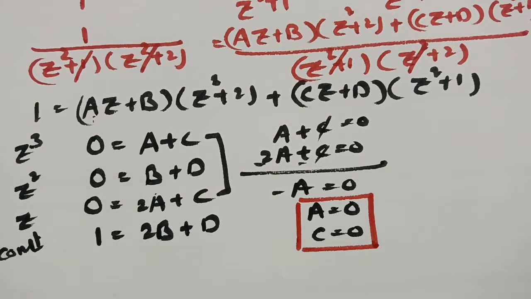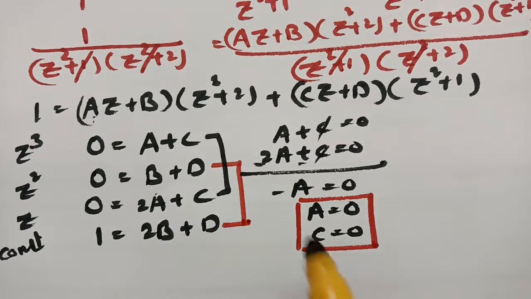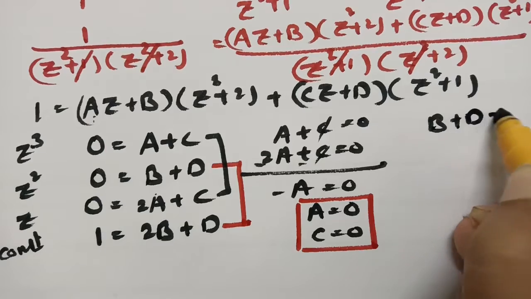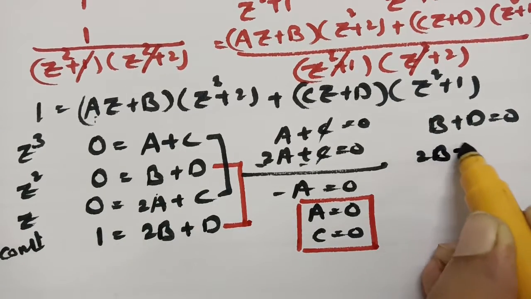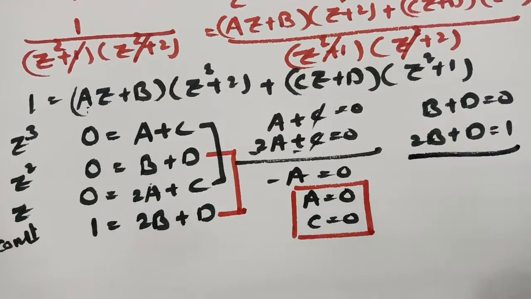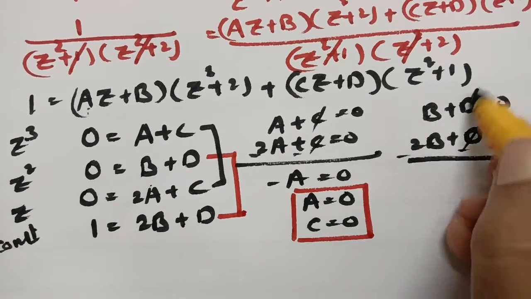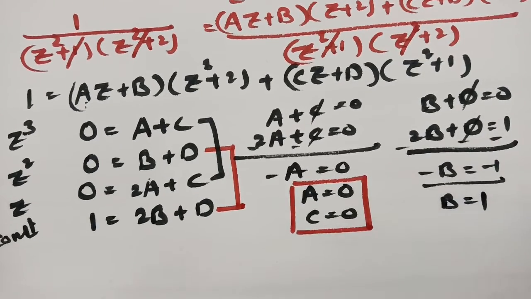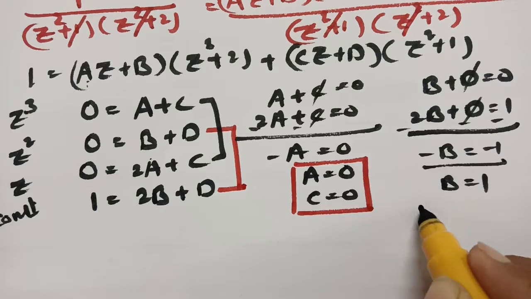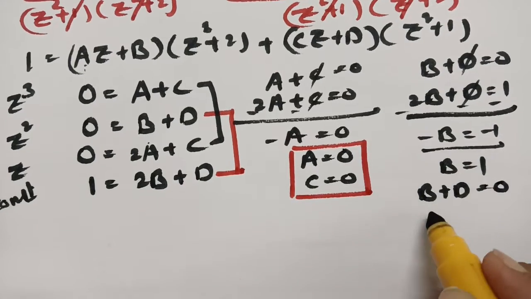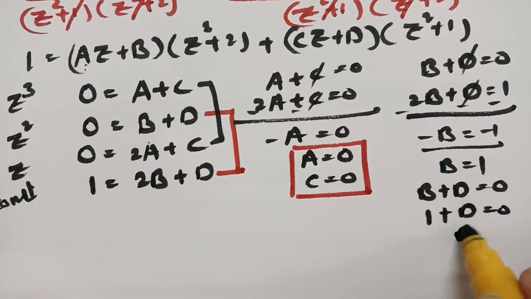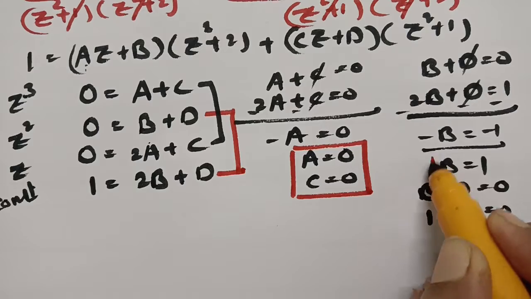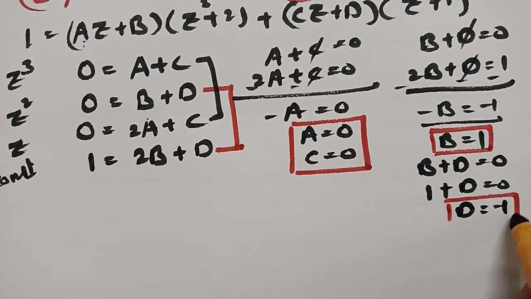And next, on solving these two, that is b plus d is equal to 0 and 2b plus d is equal to 1. If I subtract, see what happens, d cancelled, and minus b is equal to minus 1, so the b value is equal to 1. If I put it in the equation b plus d is equal to 0, so 1 plus d is equal to 0, I got the value of d as minus 1. Clear? So here I got b value as 1 and d value as minus 1.